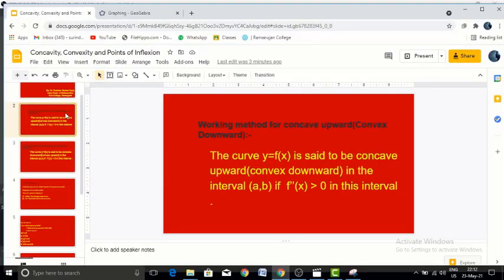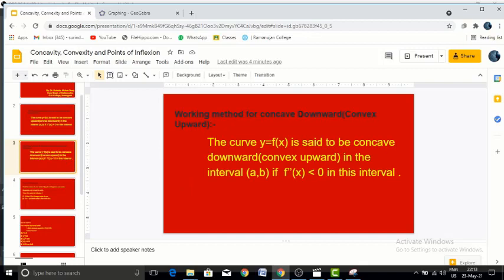So first, the working method for concave upward, that is convex downward. The curve y equal to f(x) is said to be concave upward or convex downward in the interval (a, b) if the double derivative of f, that is f''(x), is strictly greater than 0 in this interval. That is, if the double derivative of the function f(x) is strictly greater than 0 in an interval (a, b), then the curve is concave upward in that interval.